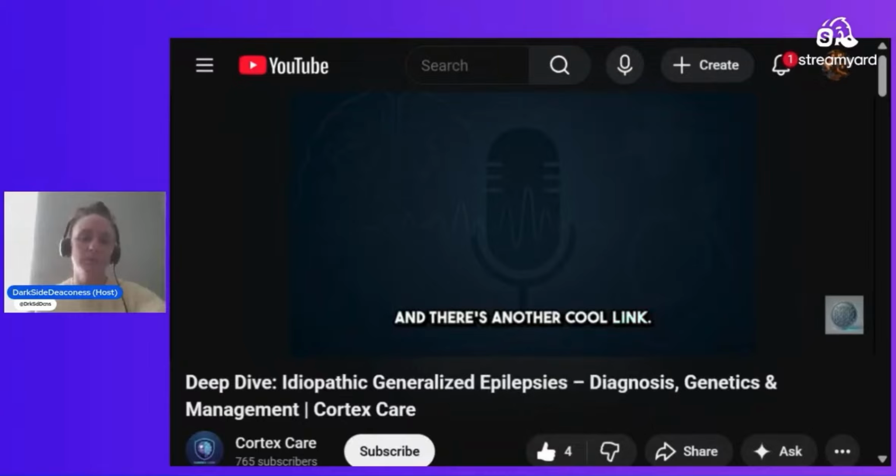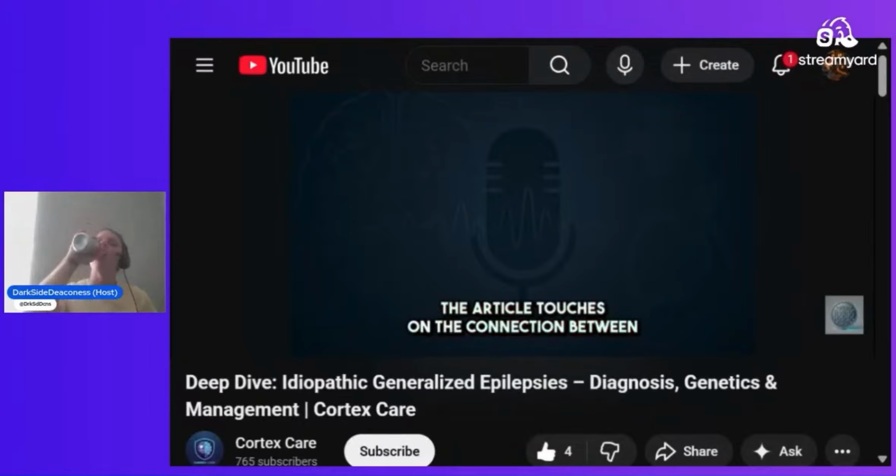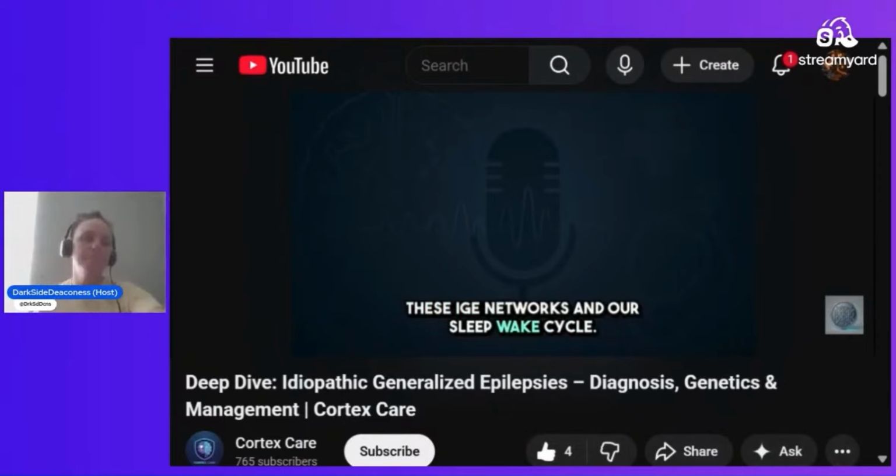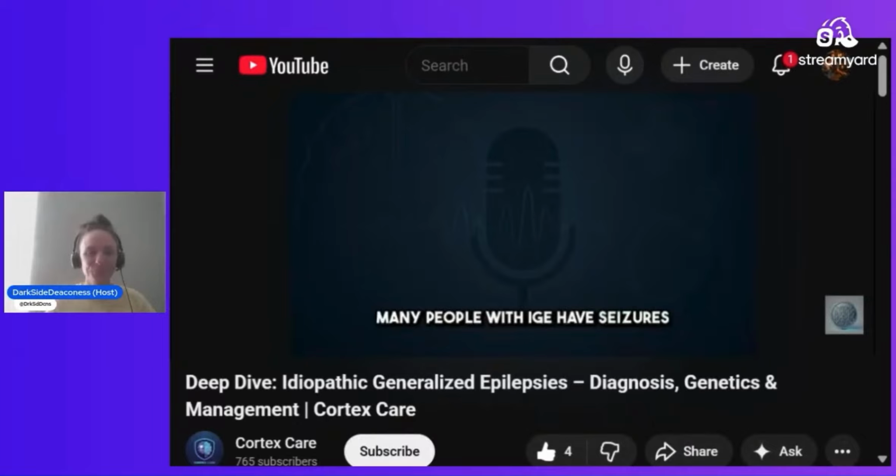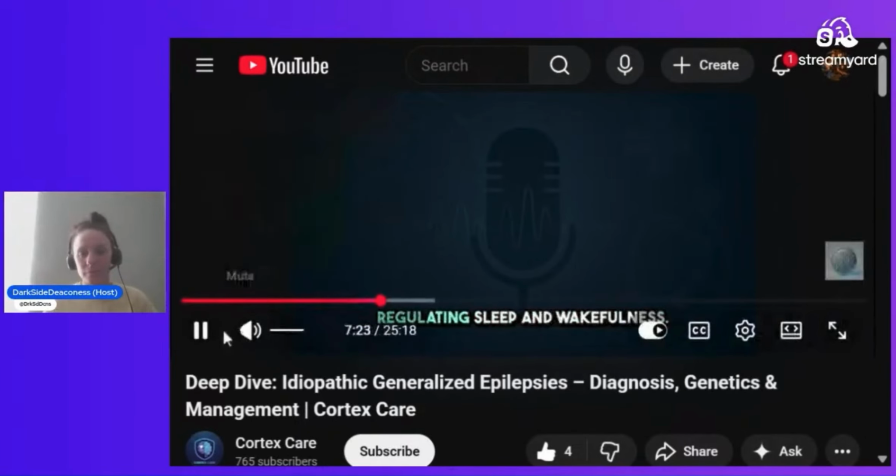Exactly. And there's another cool link the article touches on: the connection between these IGE networks and our sleep-wake cycle. Yeah. Many people with IGE have seizures at particular times of day, right? Like early morning. Precisely. And the brain networks involved in IGE overlap significantly with those regulating sleep and wake.